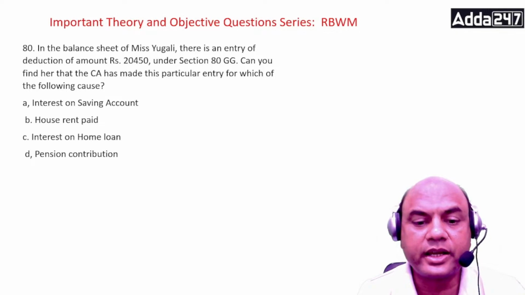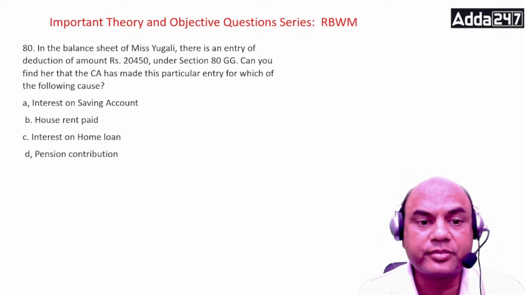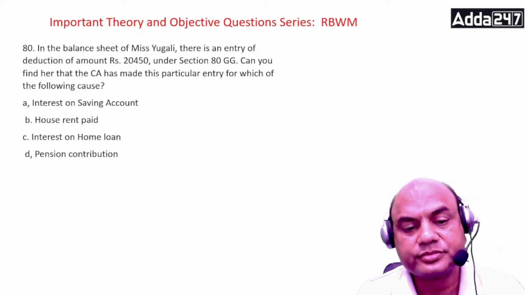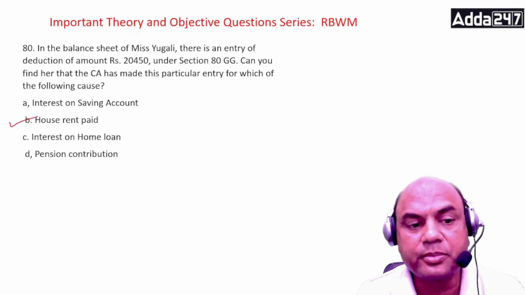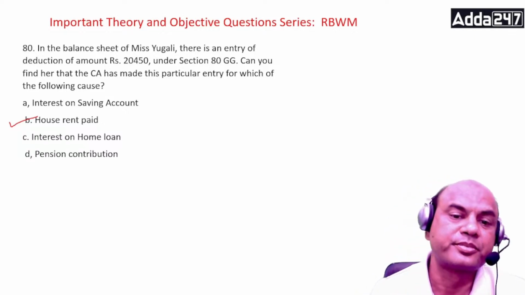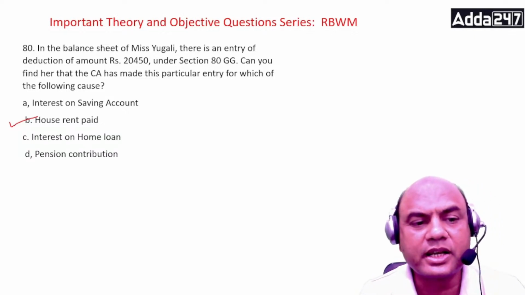The answer is 80GG. So it is applicable on house rent. House rent paid is for 80GG. Okay, what about these others? Interest on savings account, interest on home loan, pension.